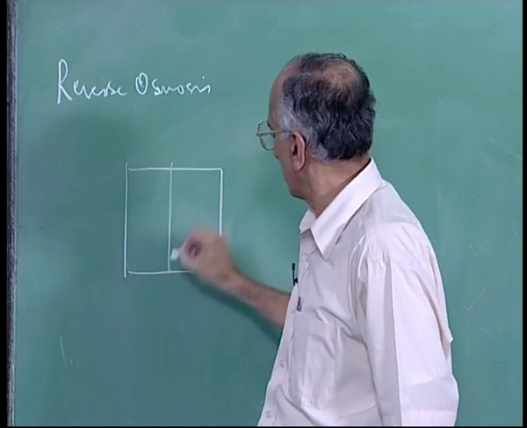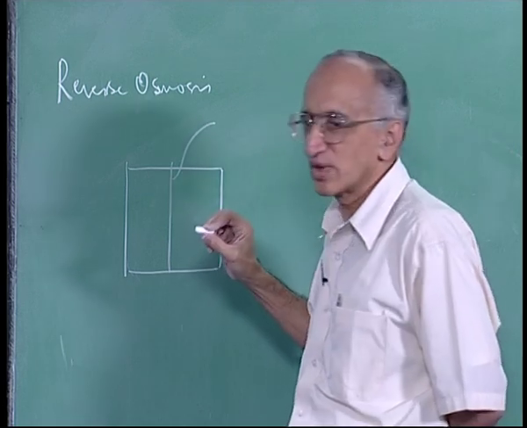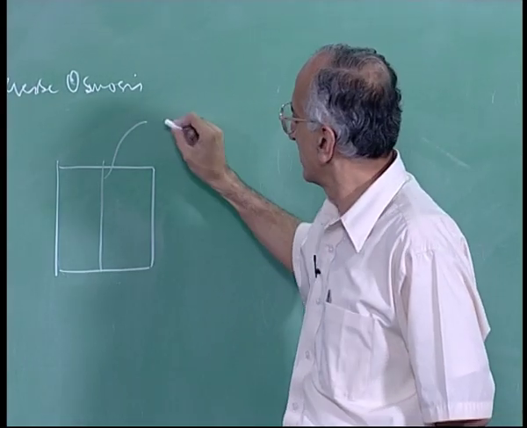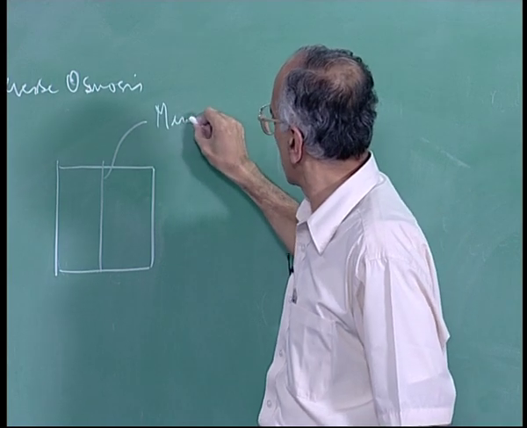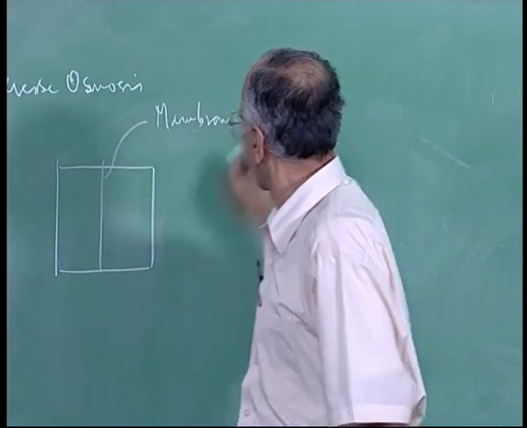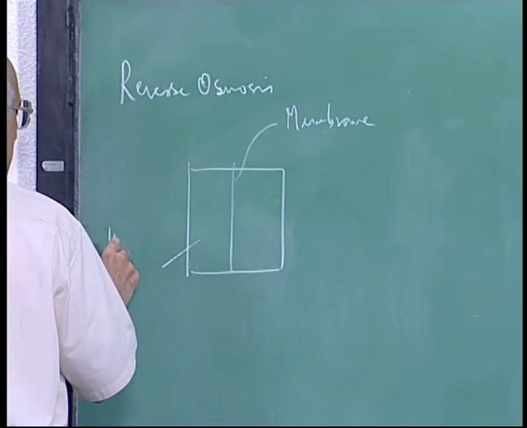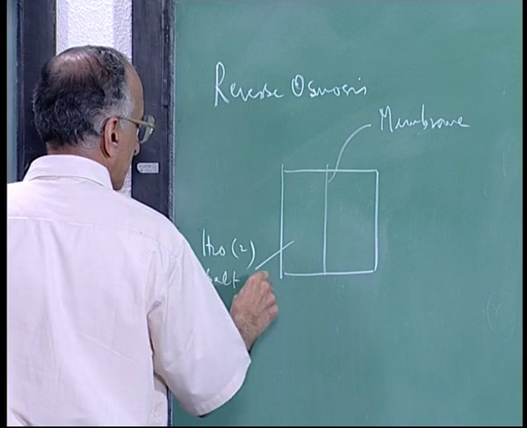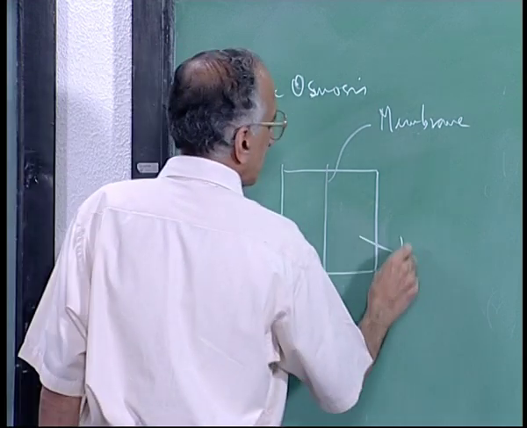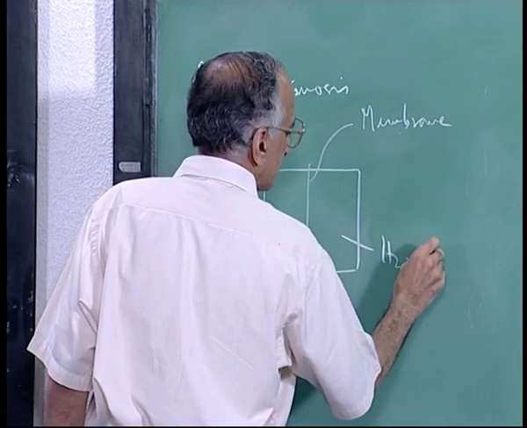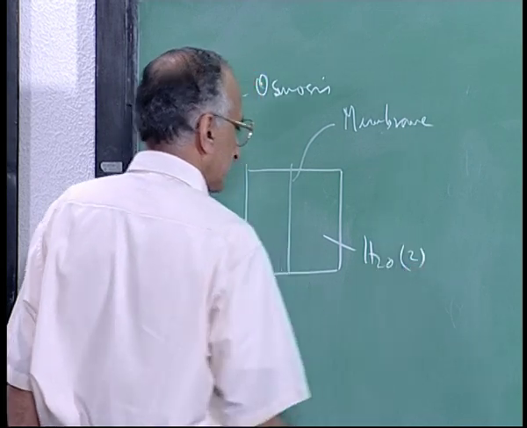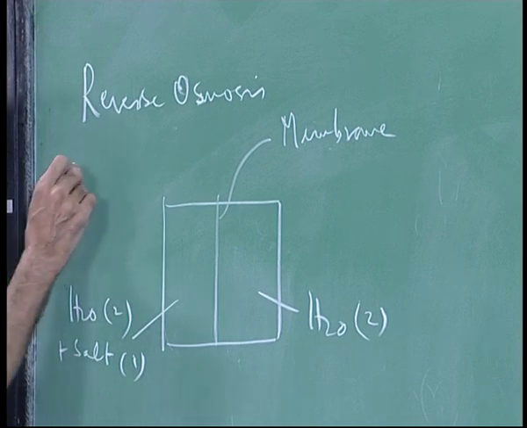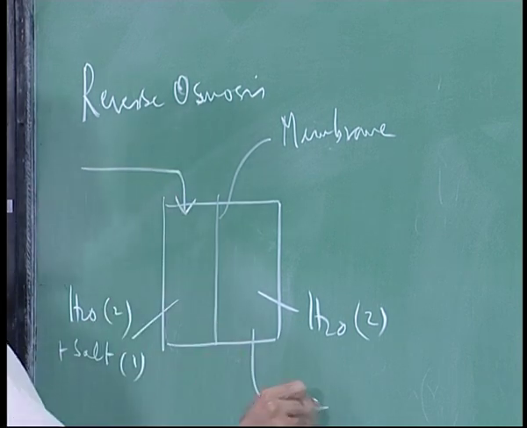Let us say you have a membrane. As usual, thermodynamicists do not have to be practical. You can make drawings just to indicate this is a membrane, the process. So I have here H2O plus salt. This is component 2, this is component 1. This is just pure water. Ideally what I would like is sea water to come in and for me to take out pure water.